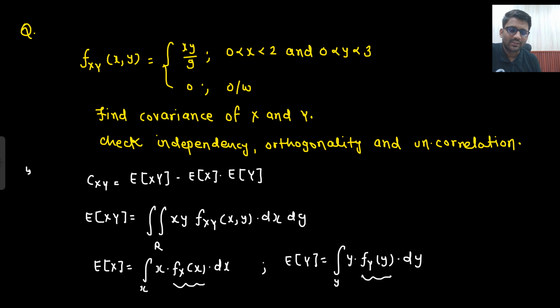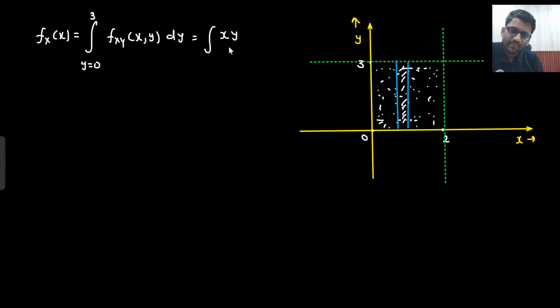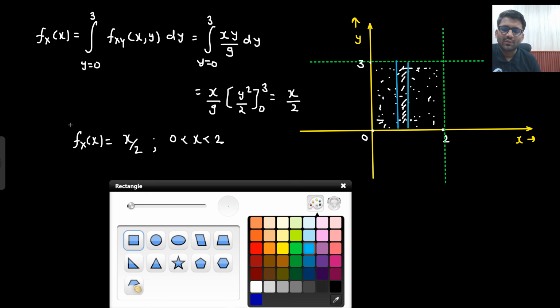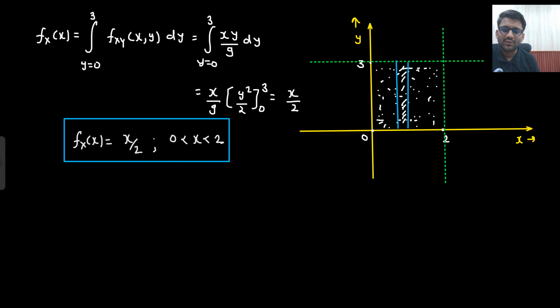So what is given? xy by 9 dy, y from 0 to 3. What are you getting? x by 9 outside, y square by 2, from 0 to 3. So it comes out to be x by 2. So your fx of x is x by 2 for the limit of x going from 0 to 2, right? The limit of x is actually going from 0 to 2 only. For the limit of x going from 0 to 2, this is your fx of x.